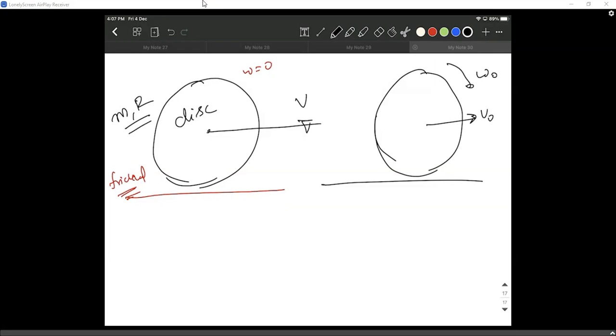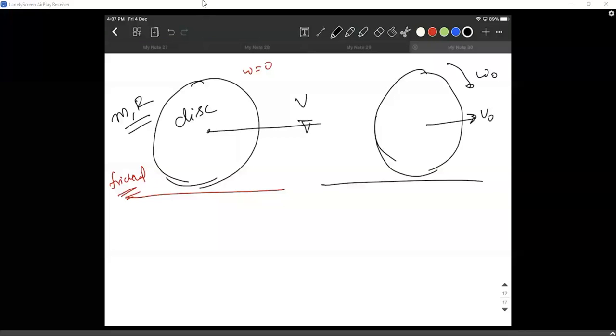All you need to do is take a point on the ground, write the initial angular momentum about that point and the final, equate them, and that's all. Obviously you need to consider v naught equals R omega naught. They don't mention it; they simply say the body is in pure rolling. That's all.